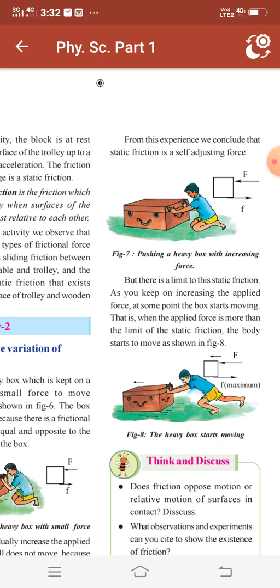But there is a limit to the static friction. As you keep increasing the applied force, at some point the box starts moving. That is when the applied force is more than the limit of the static friction. The body starts to move as shown in figure 8.